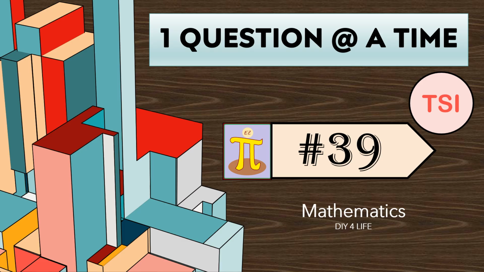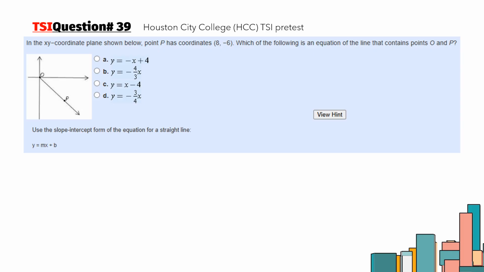Question number 39. In the xy coordinate plane shown below, point P has coordinate 8, -6. Which of the following is an equation of the line that contains point O and P?